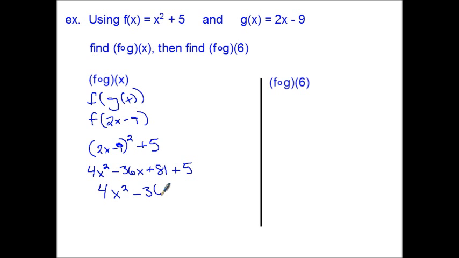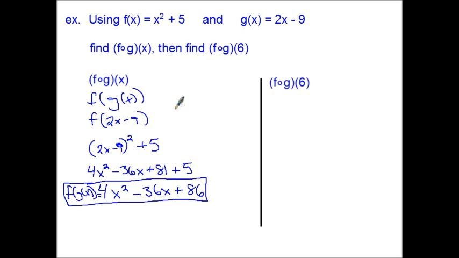Combining like terms here, we've got 86, and then what we could do, if we really wanted to, is throw an f of g of x equals in front of the whole thing, and then this gives us a final answer for that first part. By doing the composition of f and g in that order, we end up with that quadratic polynomial looking guy there.